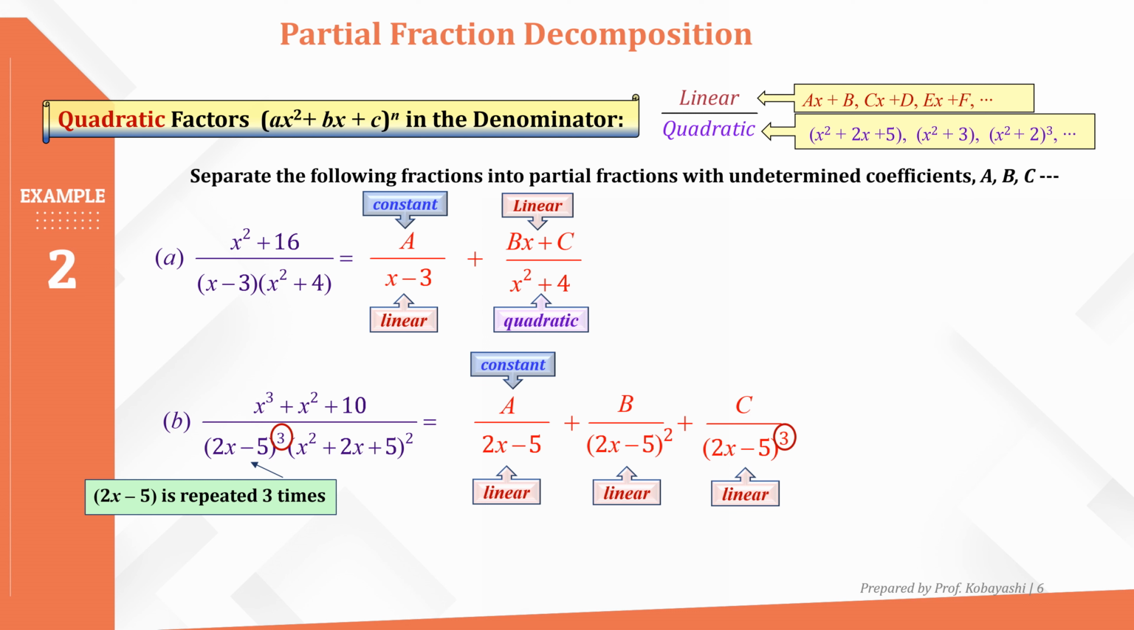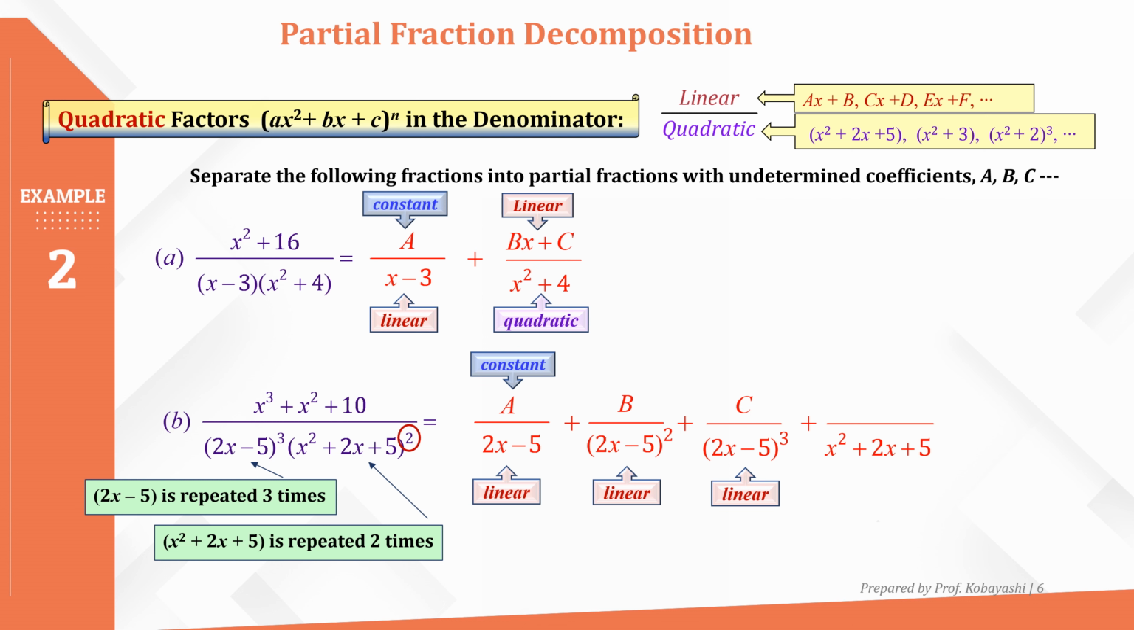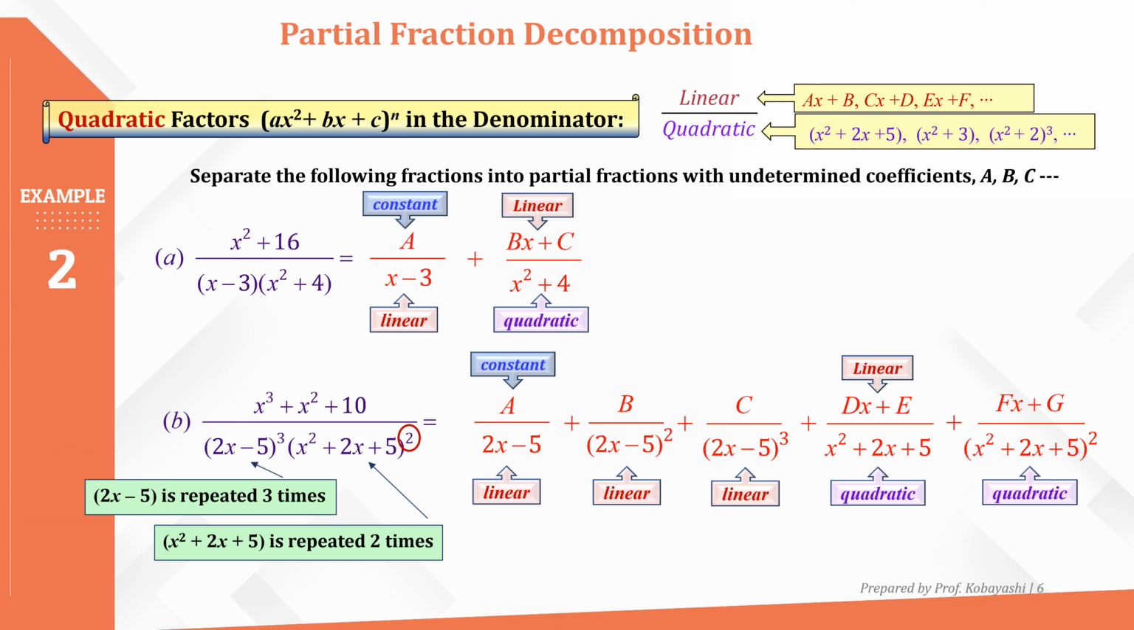And the other part, x squared plus 2x plus 5 factor is repeated twice. Since it is a quadratic factor, we use a linear Dx plus E on the numerator. Similarly, Fx plus G over quantity x squared plus 2x plus 5 squared. Since the power is 2, there are no more terms.